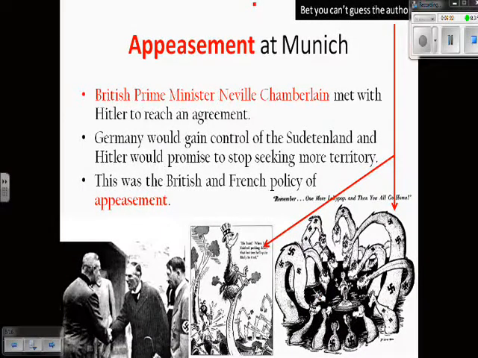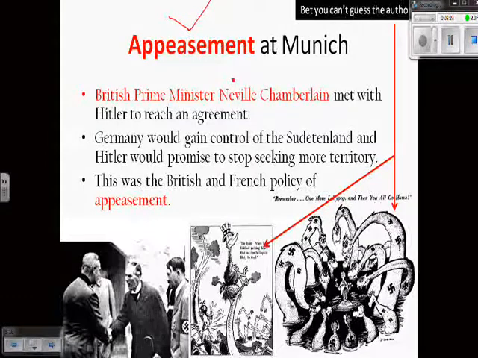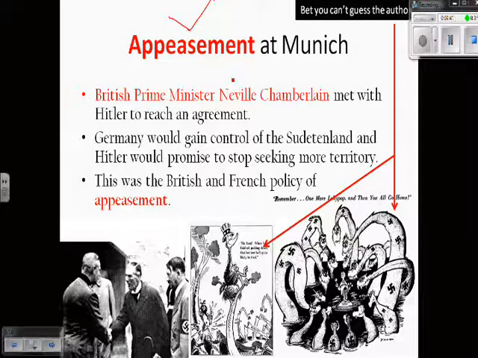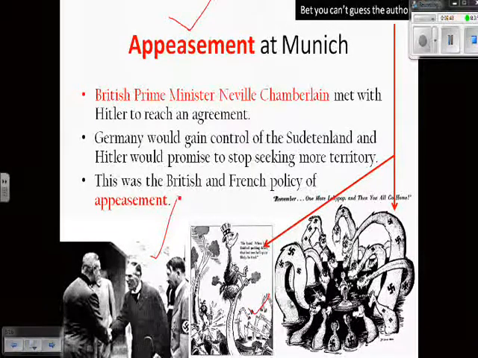Now this is a biggie. This word, appeasement. Please put a box around it or star it. You have to know what it means. British Prime Minister Neville Chamberlain actually meets with Adolf Hitler. You can see the picture down here, meeting with Adolf Hitler.